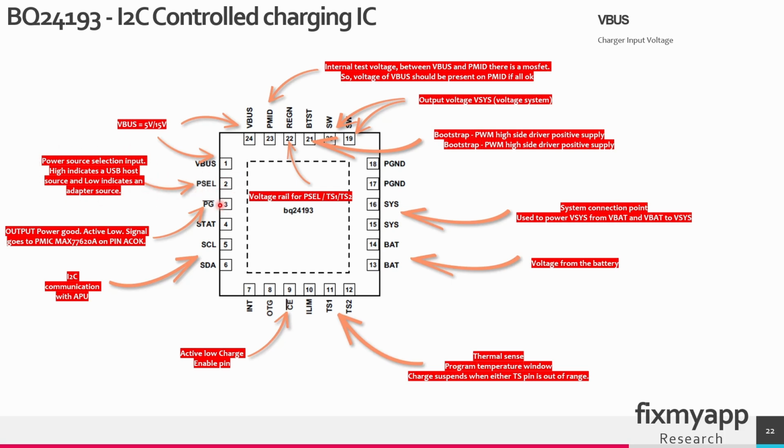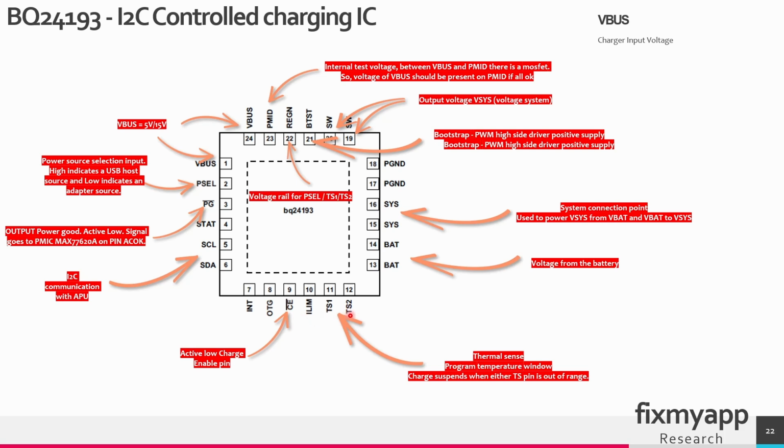Then we have a power good pin on pin 3. So the output power good is active low. This signal goes straight to the power management IC, the MAX77620A. And the pin on this power management IC is called AC OK. If this IC is working okay, this power good will go directly to the primary power management IC on the Nintendo Switch. I don't know what pin 4 is, but pin 5 and 6 is used for the I2C communication with the APU, so this goes straight to the APU.